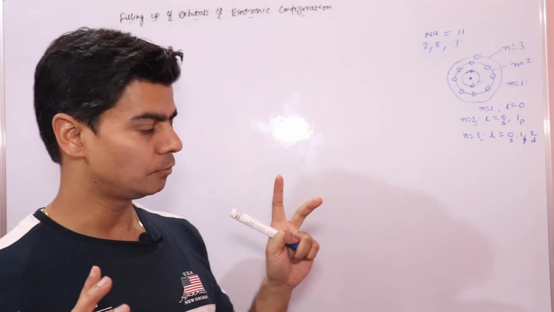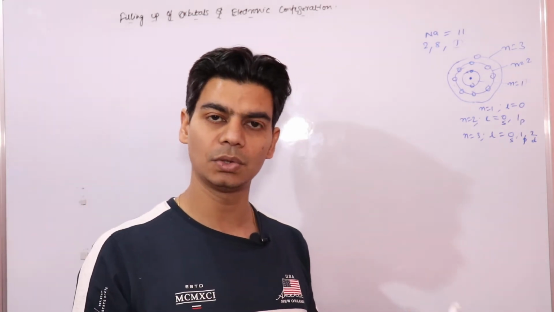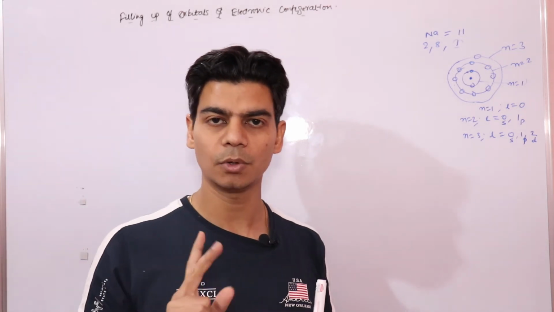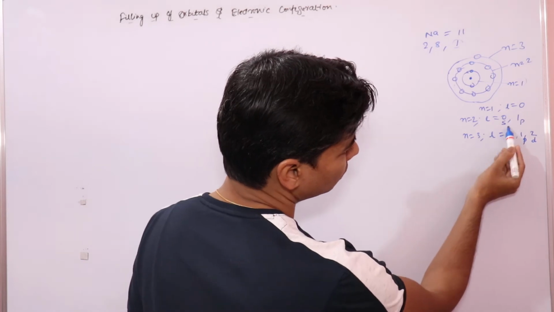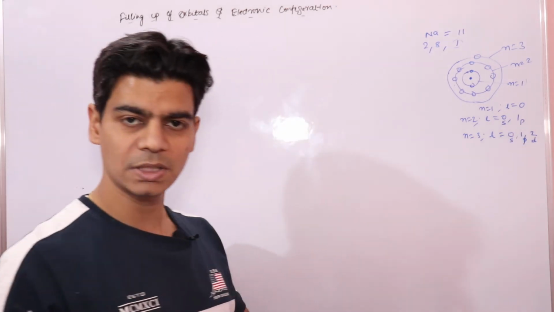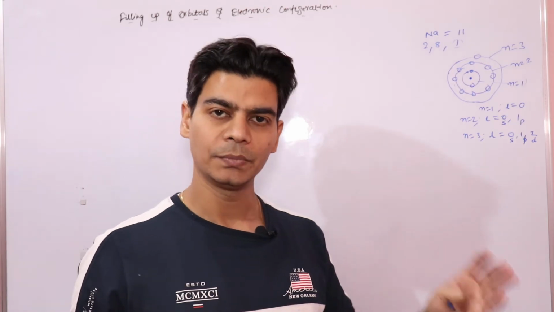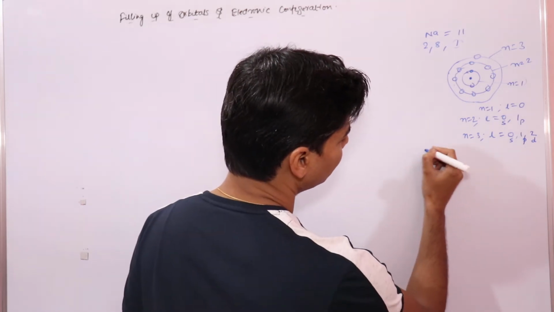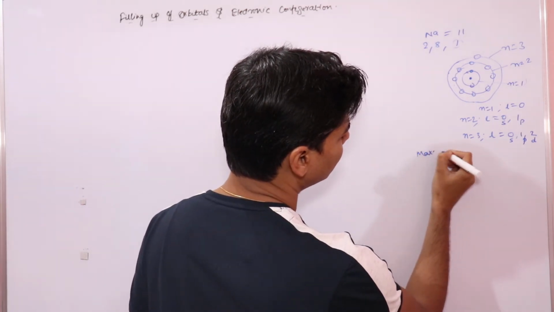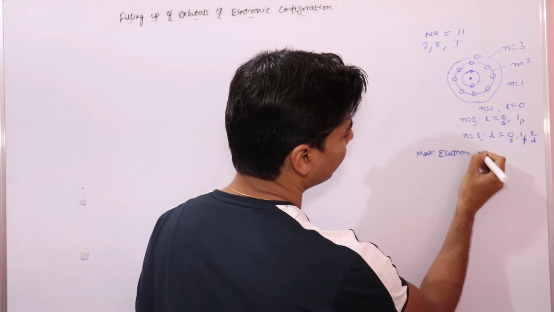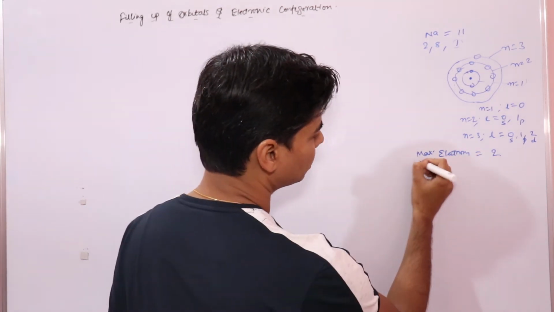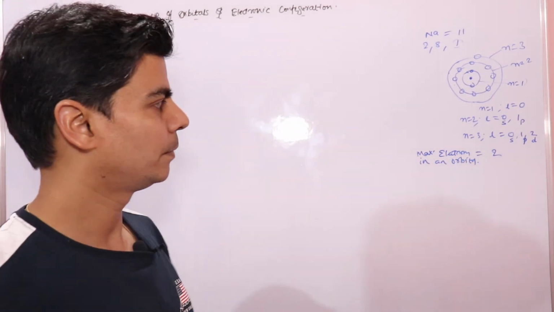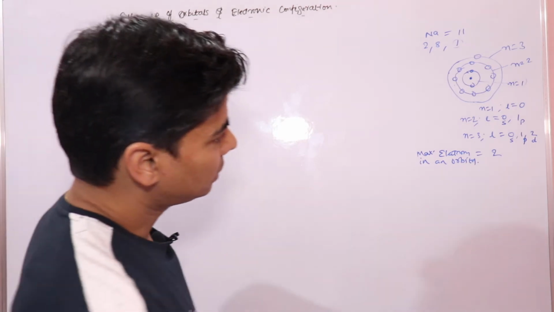One more thing that we were introduced to in the previous video lecture is that one orbital can contain a maximum of 2 electrons. So for these orbitals s, p, d, f, whichever shell, any orbital can contain a maximum of 2 electrons. The maximum number of electrons in an orbital is 2. So these are the things that we already know.